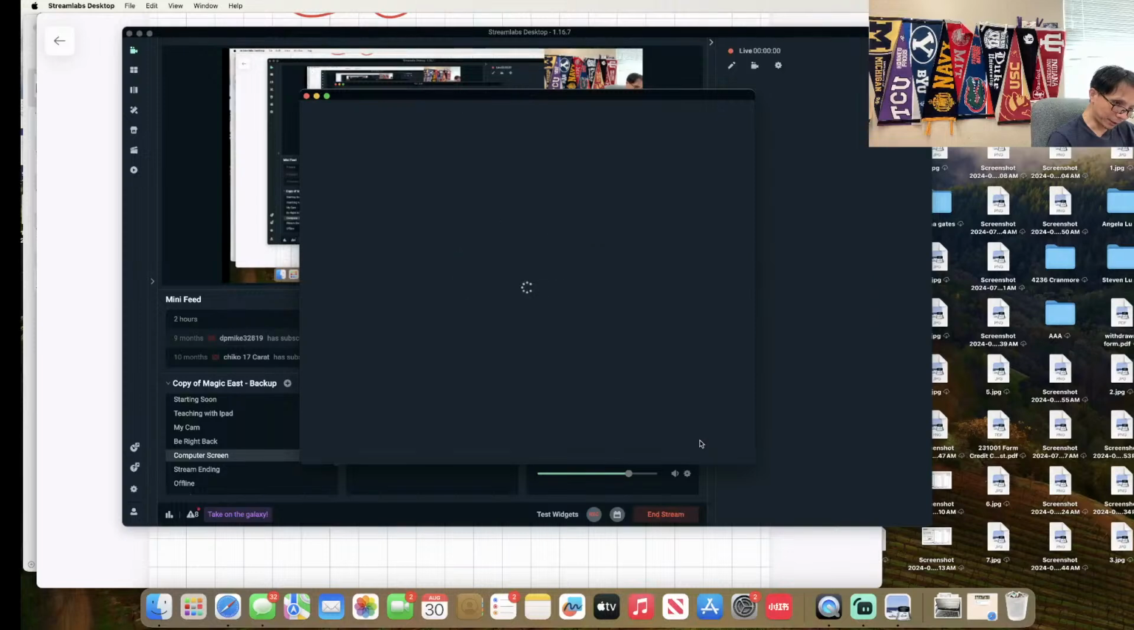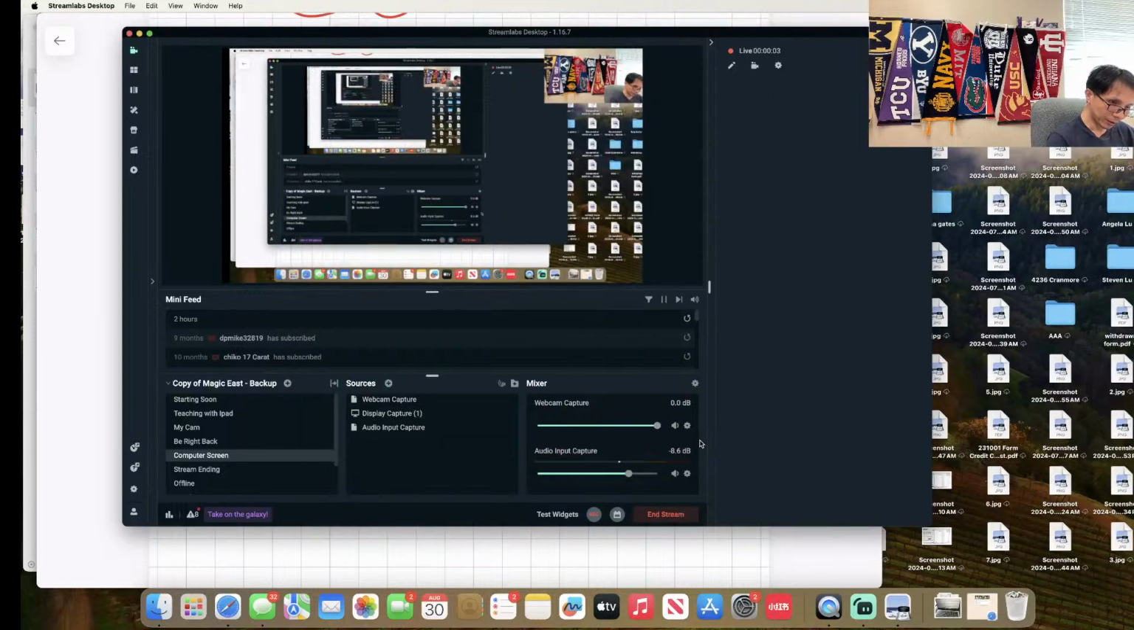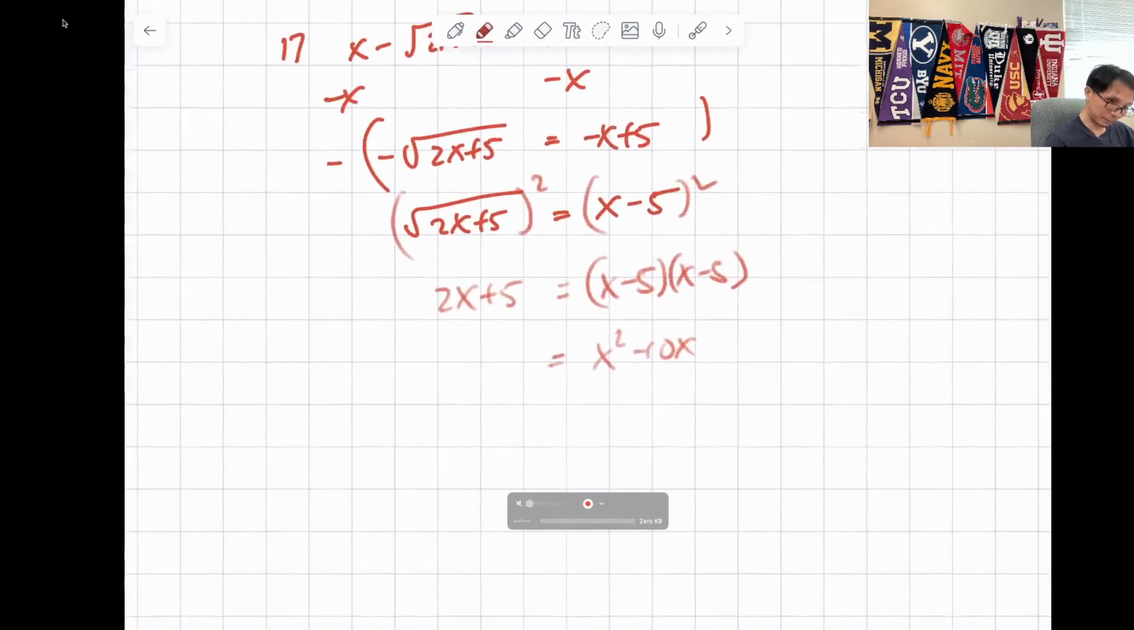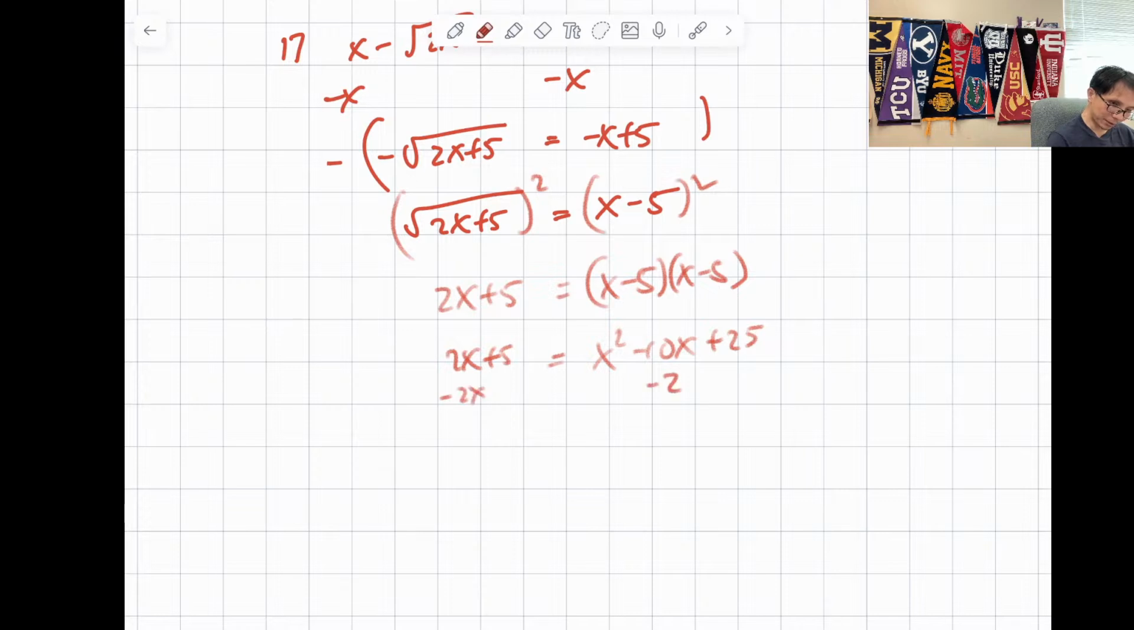Radical equation, by the way. So that's going to be x squared minus 5x, minus 5x, and minus 10x, plus 25, 2x plus 5. And I'm going to set minus 2x, and minus 5, and minus 5. So that's going to be x squared minus 12x plus 20. Is that okay?